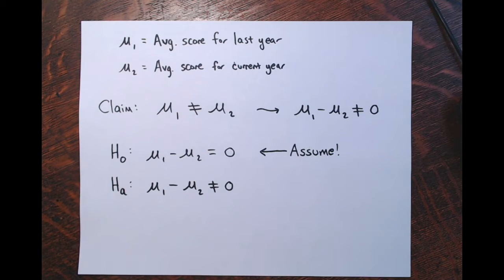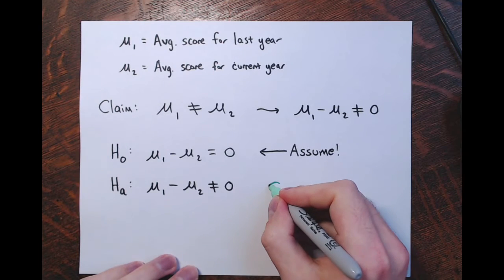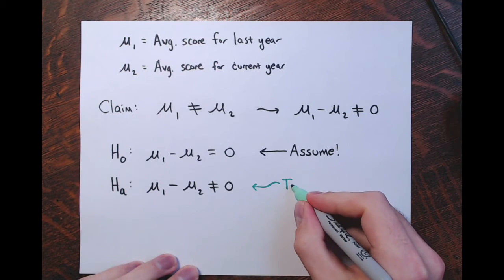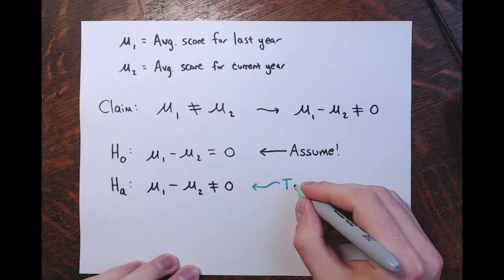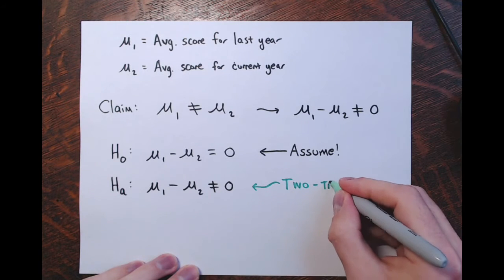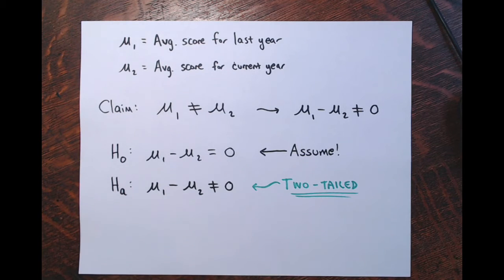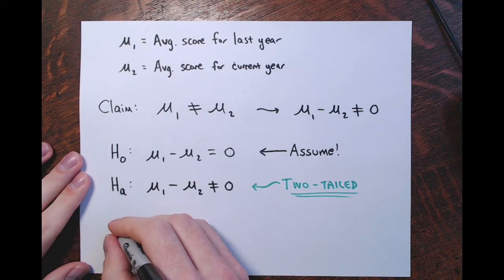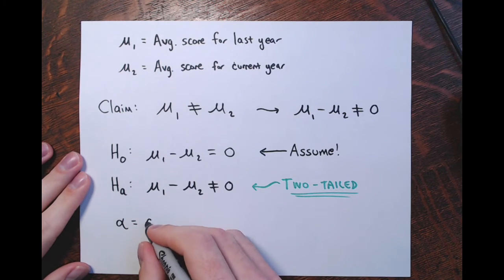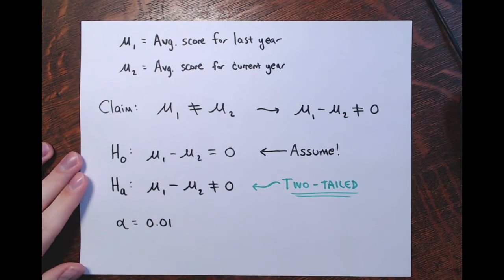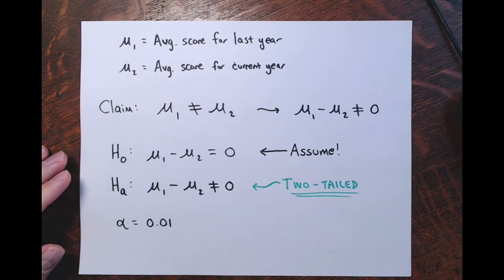Now, looking at the alternate also tells you what kind of test is being run, right? The parameter is not equal to some value. So this is a two-tailed test. Two-tailed test, meaning when I find my critical values and set up rejection regions, right, there's two of them, one on the left tail, one on the right tail. And each of those tails will have an area of half of alpha. Now alpha was given as 1%, right? The significance level for this test we're asked to perform is 1%.